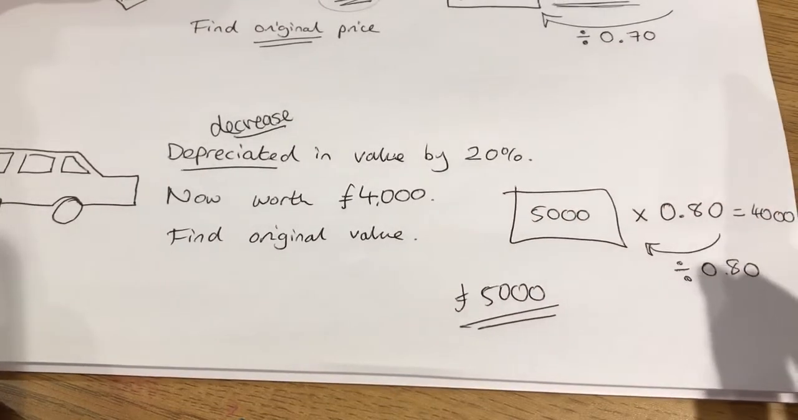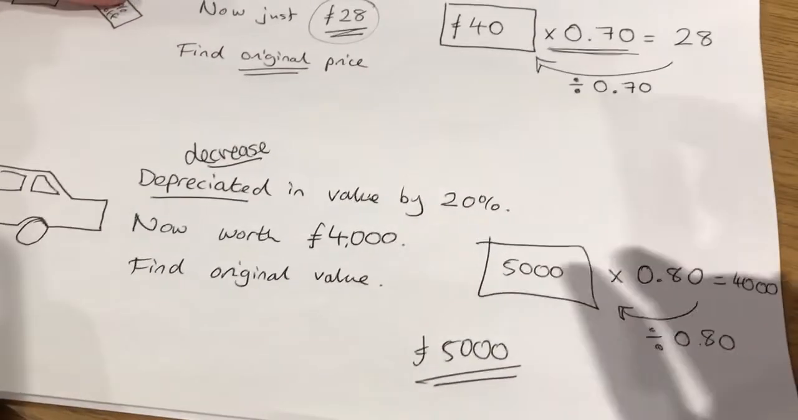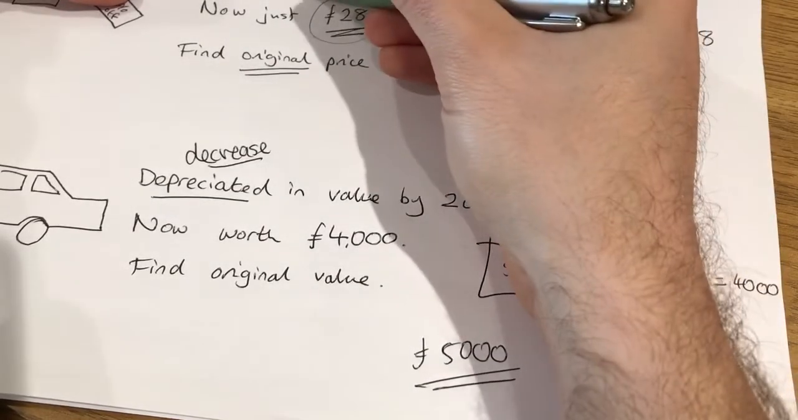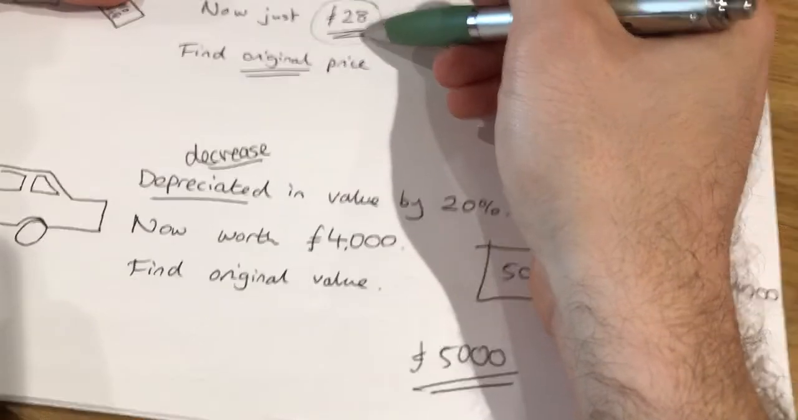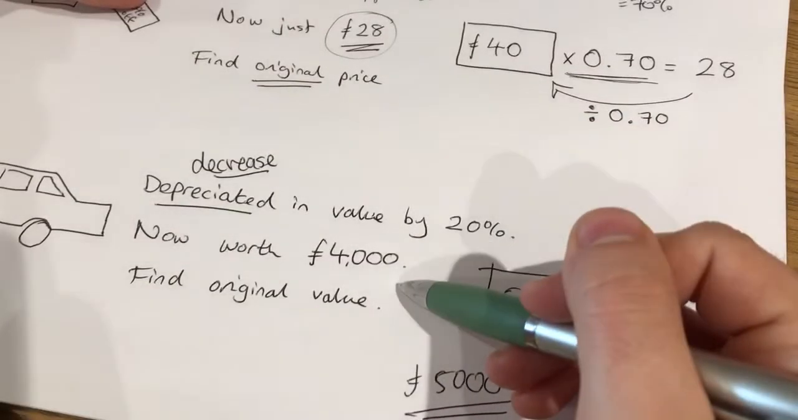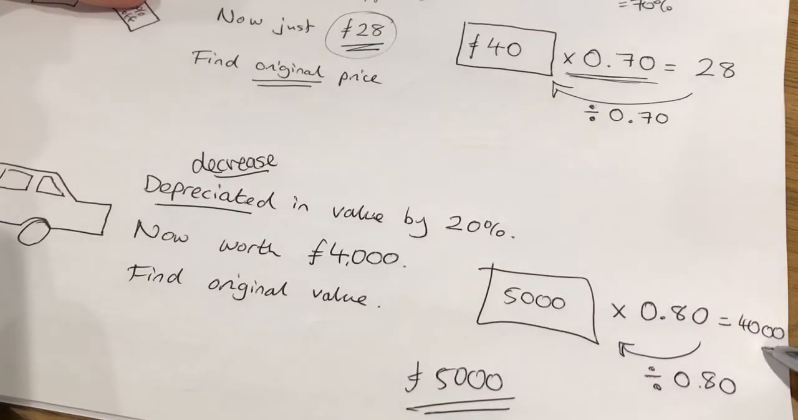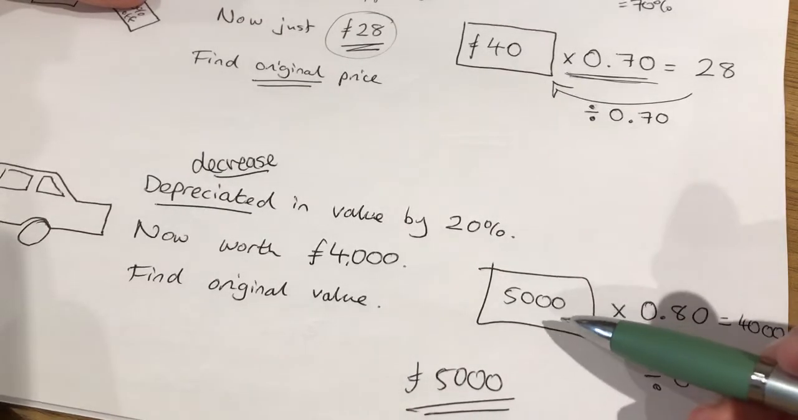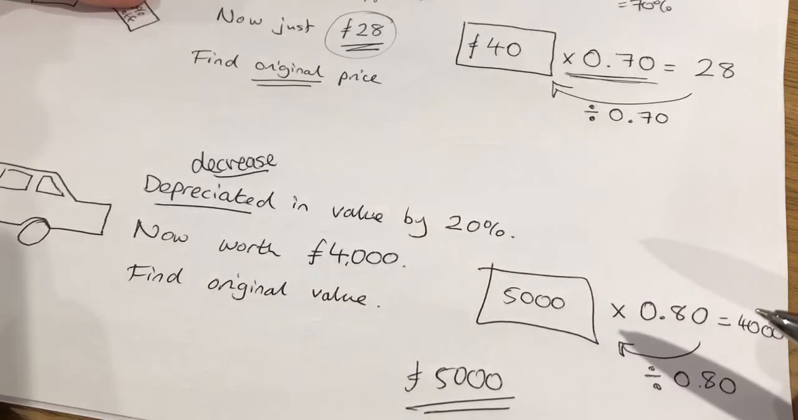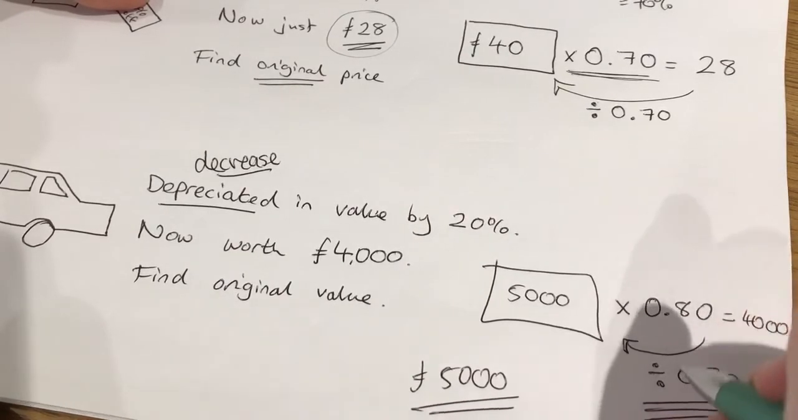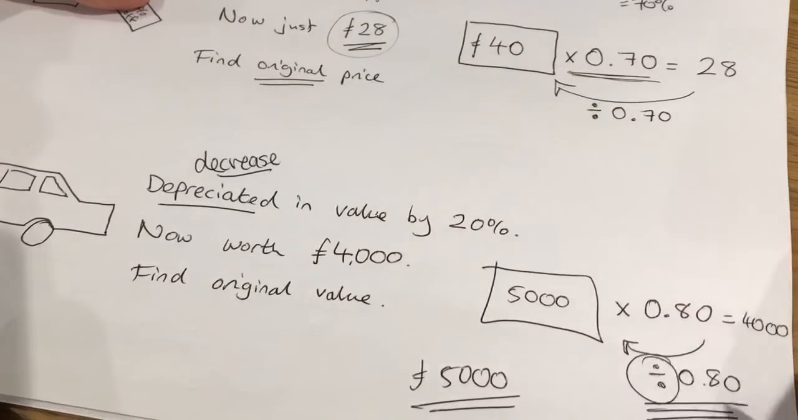What's important here is that increasing by 10% and then decreasing by 10% are not opposite to each other. I think a lot of people think, if this was 30% off, I just need to add 30%. If this was a 20% decrease, I just need to increase by 20%. But 20% of £4,000 is 800. That does not get us back to that. So if they ever mention reverse percentages, original price, anything like that, divide.